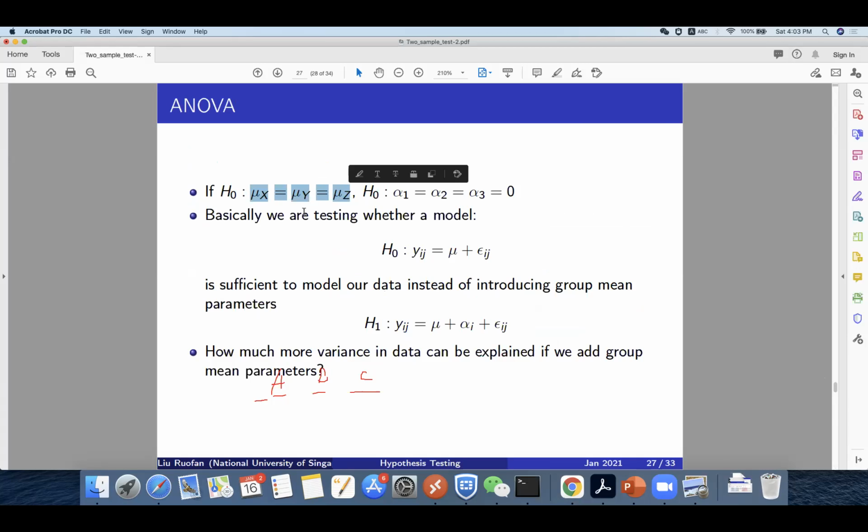Our null hypothesis will be that they are all equal. So if it's not equal, say A and B are equal and B and C are not equal, then we still reject. This is used when I have a categorical variable with many factor levels, and I want to test whether, if my categorical variable takes different values, the distribution changes or not.